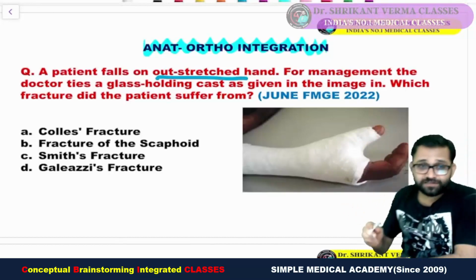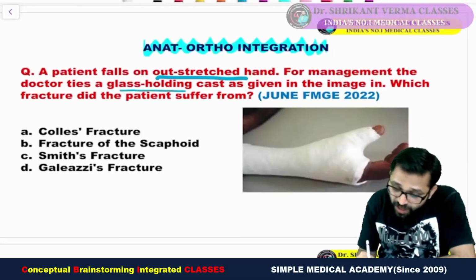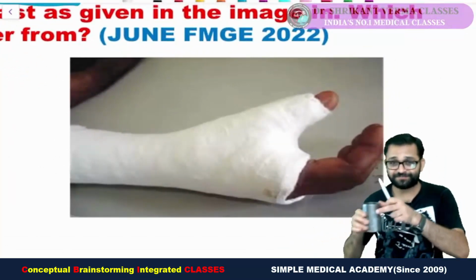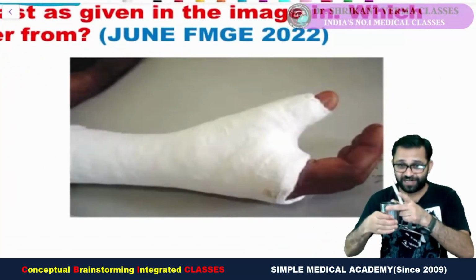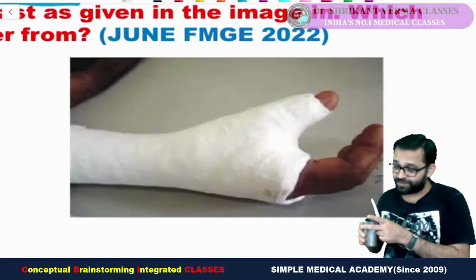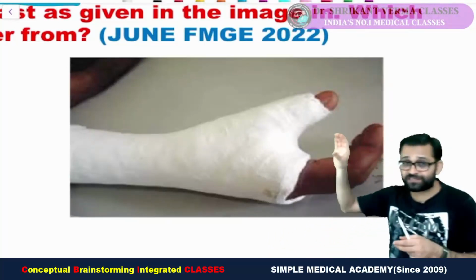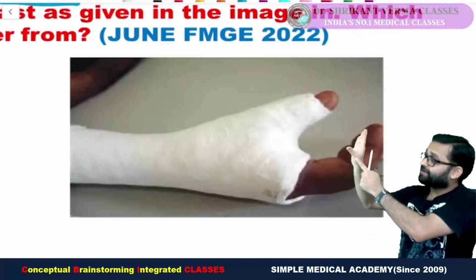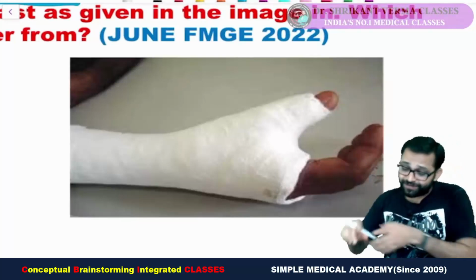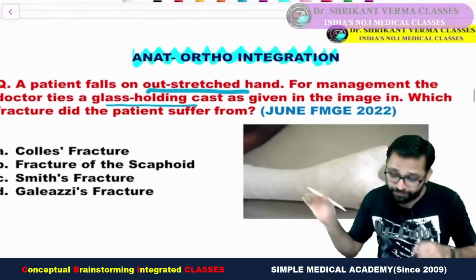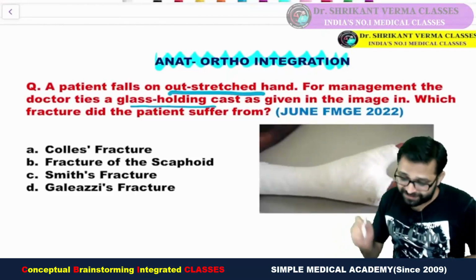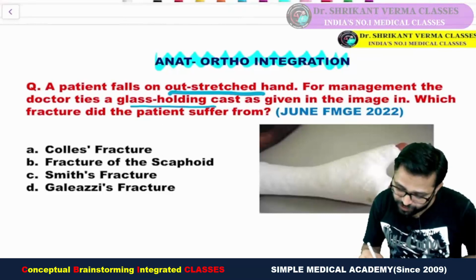For management, the doctor advises a glass holding cast. Can you see? This is the glass holding cast. Suppose this is the glass. The patient is asked to maintain such a position. That is the glass holding cast. When we hold the cast in this way, the thumb comes aligned to the scaphoid bone and our radius part. Getting the point? So what is happening? Which fracture is this? You will see in your orthopedics part, this is our fracture of the scaphoid bone.